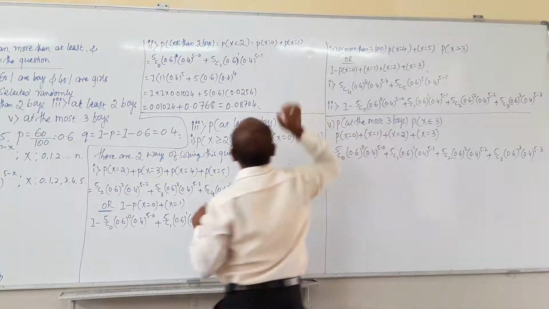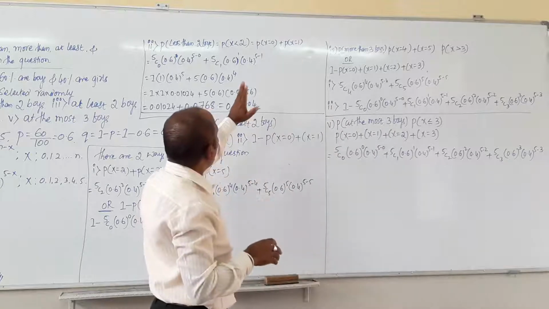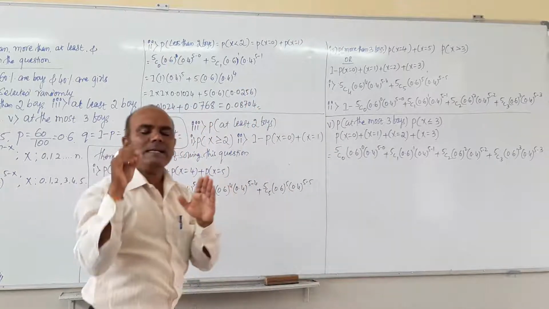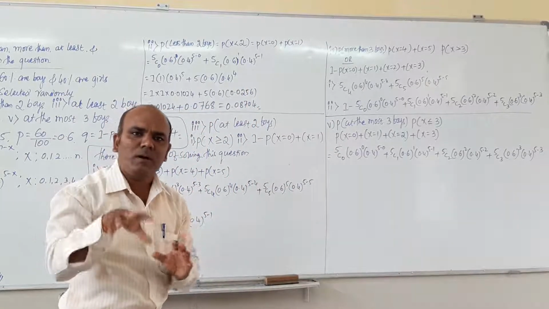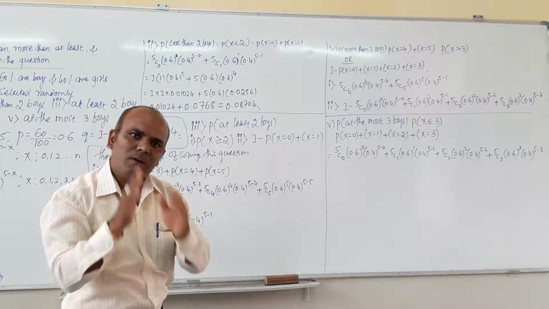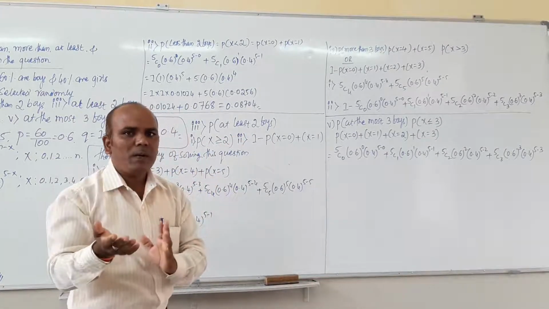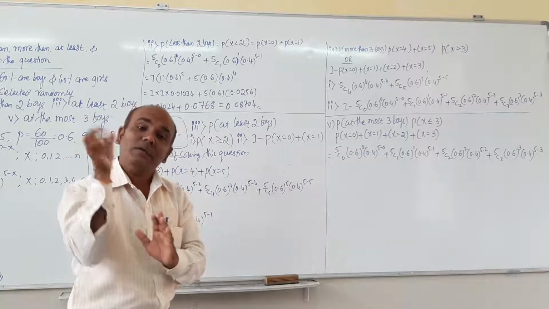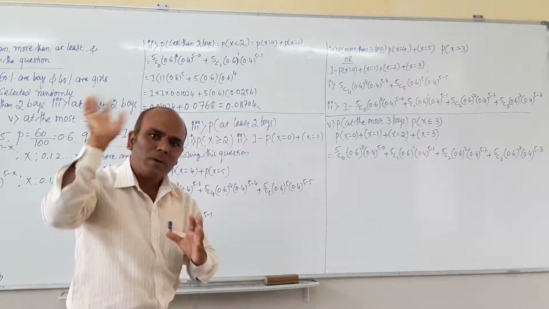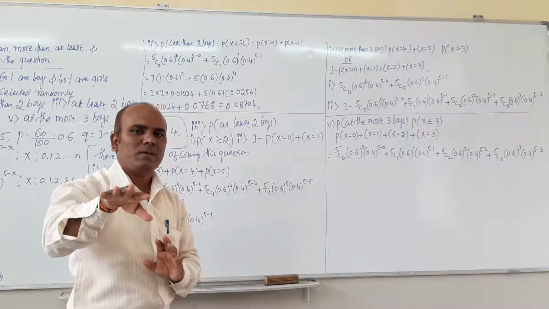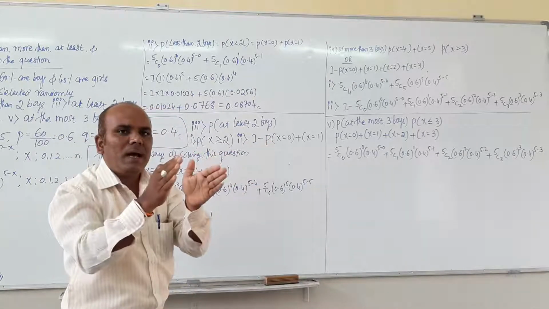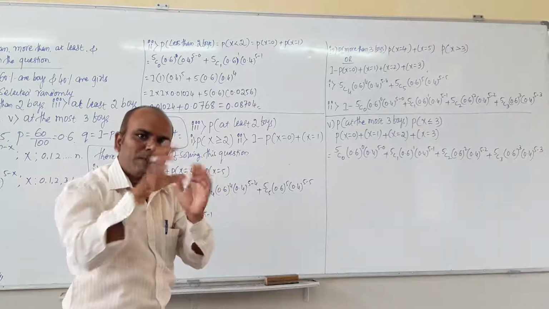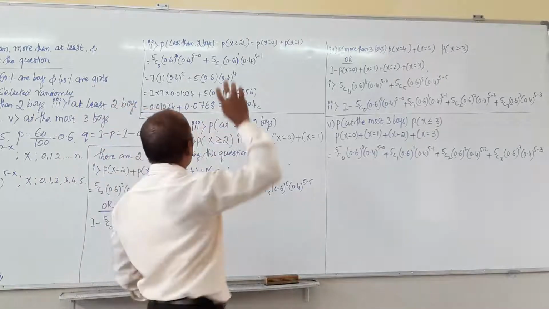It means first you have to put x value equal to 0 in the formula and calculate that. Then after that, you put x value equal to 1 and calculate that question also. Then combine them and make it plus. Then the result will be the probability of less than 2 boys.